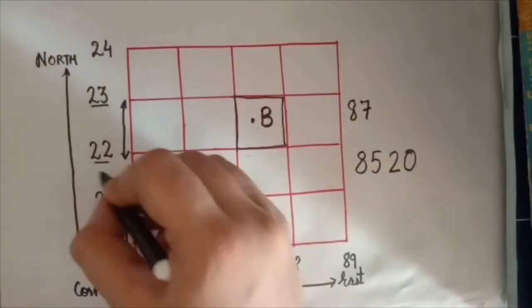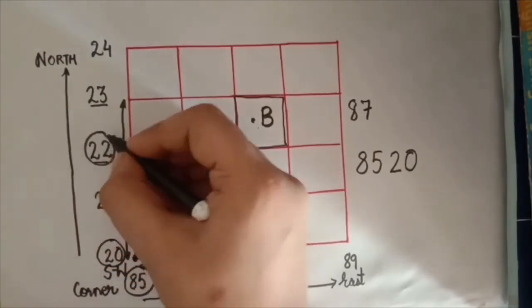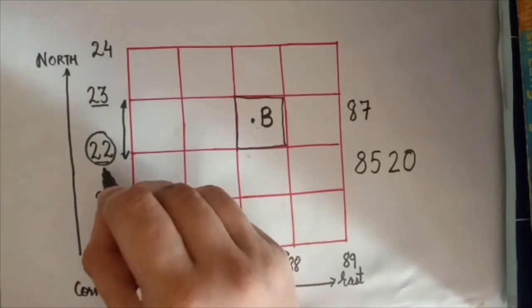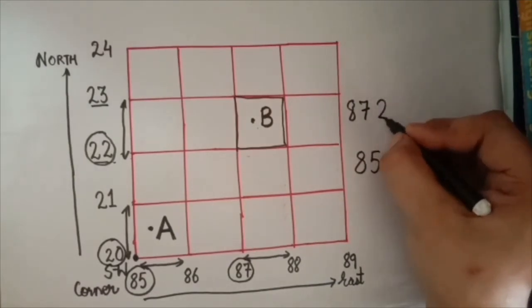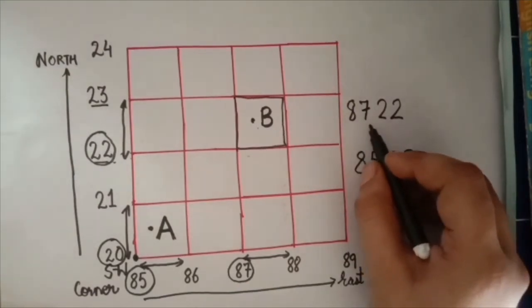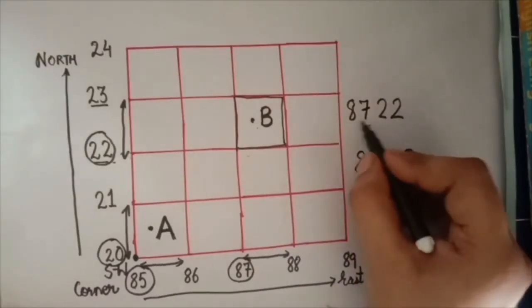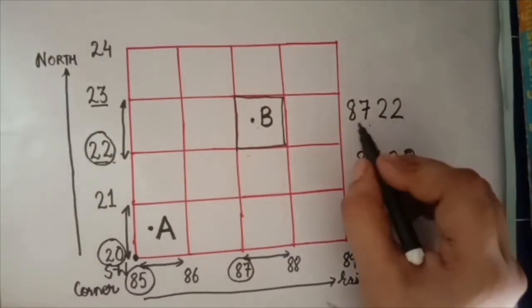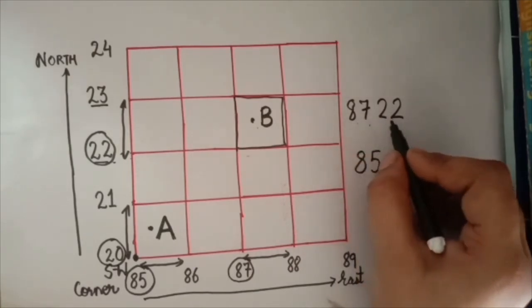So, children, which is the lower value? Obviously, the lower value towards the southwest corner is 2,2. So, we will consider 2,2 and write it here. Thus, children, the 4-figure grid reference of this place B on the given map is 8,722, where 8,7 refers to the eastings of place B and 2,2 refers to the northings of place B.